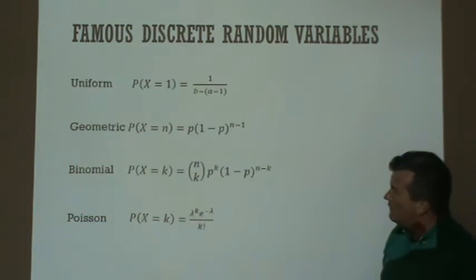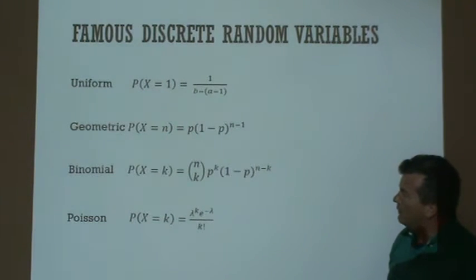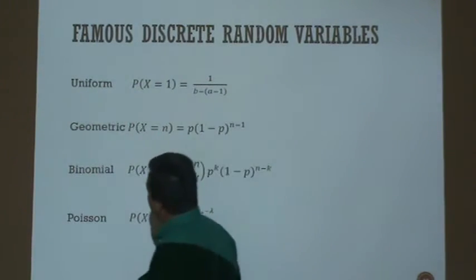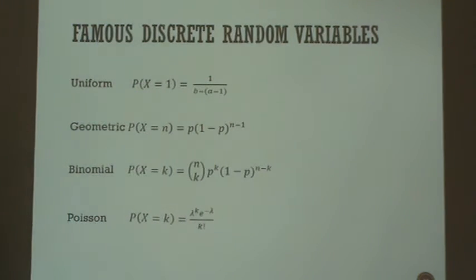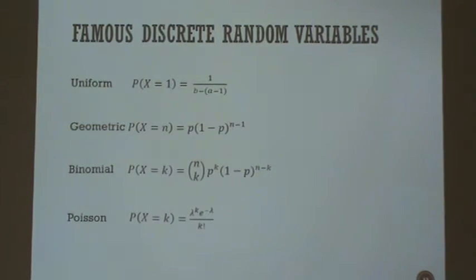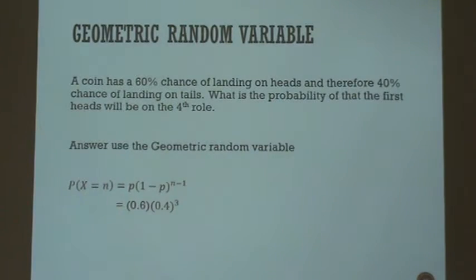And then there are some questions that come up in life where there are some famous discrete distributions. There's the idea of the uniform distribution. Well, I'll go through an example of each one of these. The uniform distribution, the geometric distribution, the binomial, and then the Poisson distribution. And they come up in math and computer science a lot.